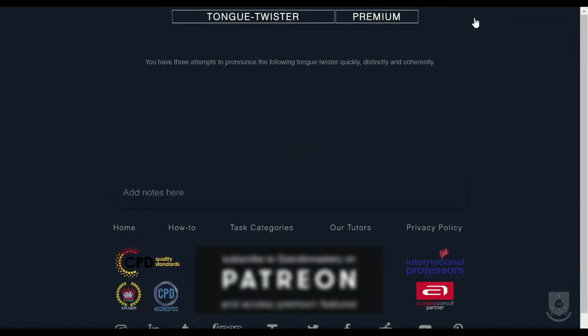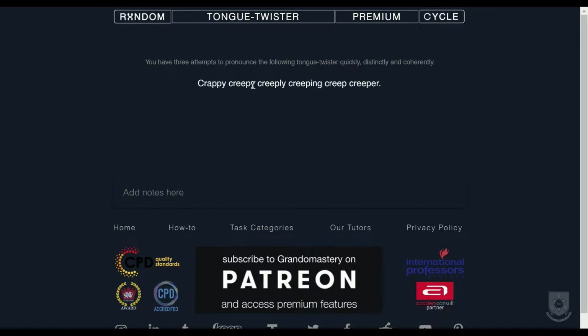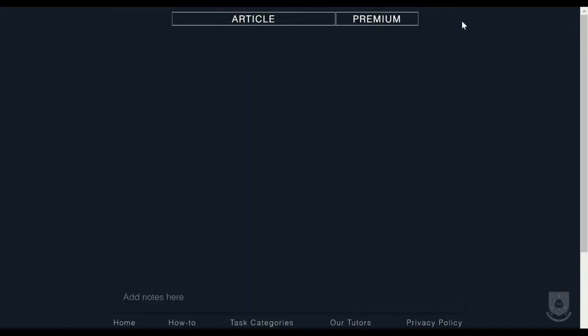The next is tongue twister, and you have to pronounce it coherently and quickly as well, and that one is a simple crabby, creepy, creeply, creeping, creeper, but it should be faster. And again, we could add the spectrogram here if you wish.